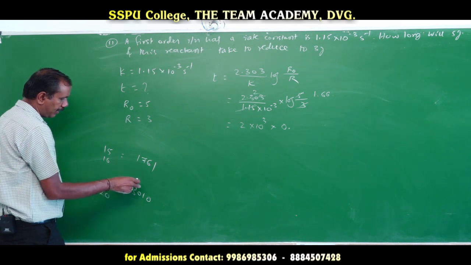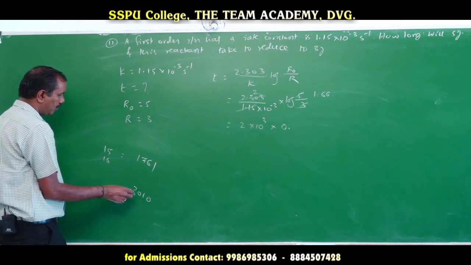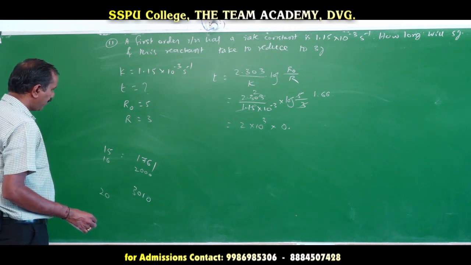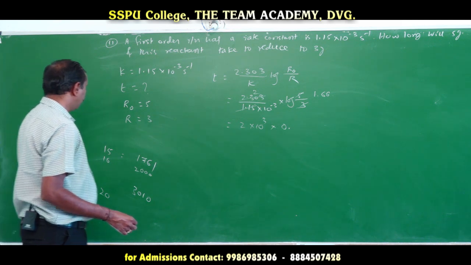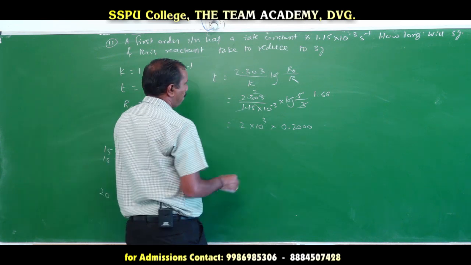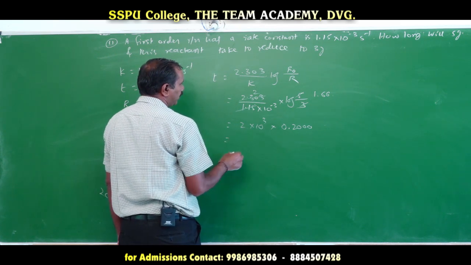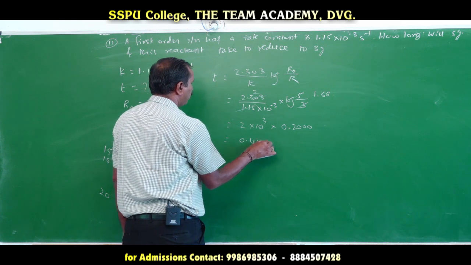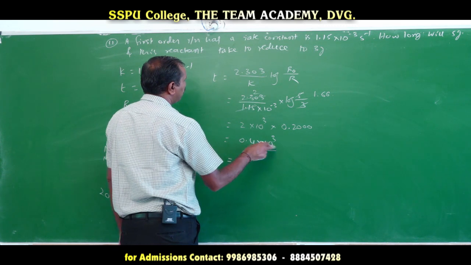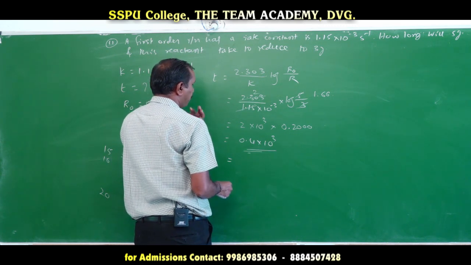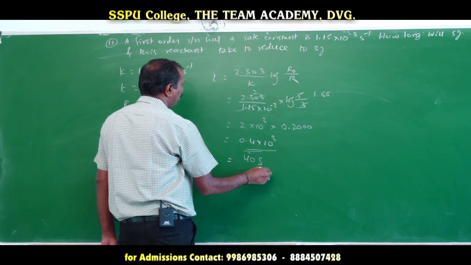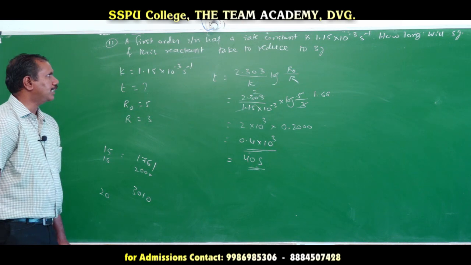0.2, so it may become what, 200. Then 0.2 into 2 is nothing but 0.4 into 10 to the power plus 3. 0.4 into 10 to the power plus 3 is nothing but 40. It is given in terms of per second, which means time should be in terms of seconds: 40 seconds.